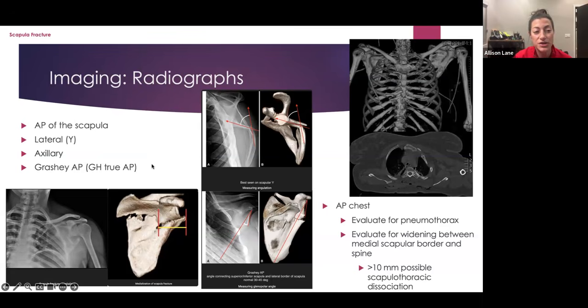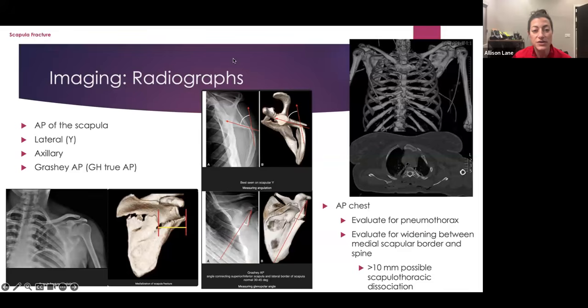You have your Grashey. Your Grashey is the true glenohumeral view where you can actually see the glenoid pretty well. But this one is good for the glenopolar angle measurement, connecting the superior and inferior scapula to the lateral border of the scapula. And then also consider doing an AP chest just because you're looking for other injuries as well, pneumothorax, but you can also look for widening of the medial scapular border and spine.